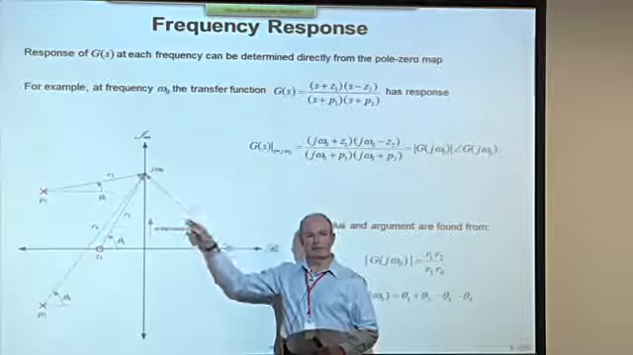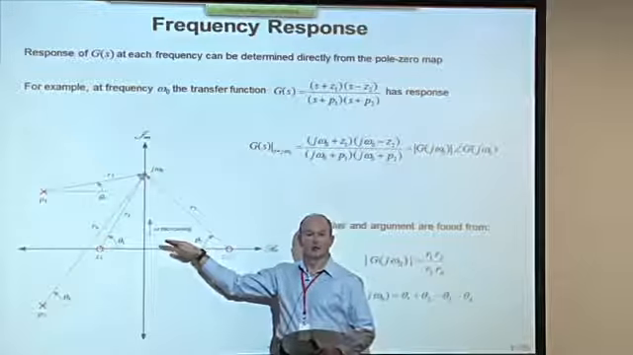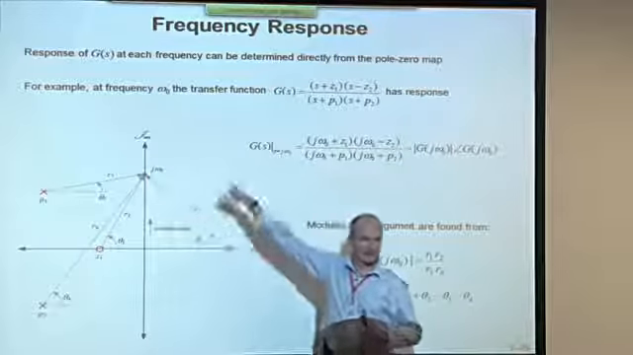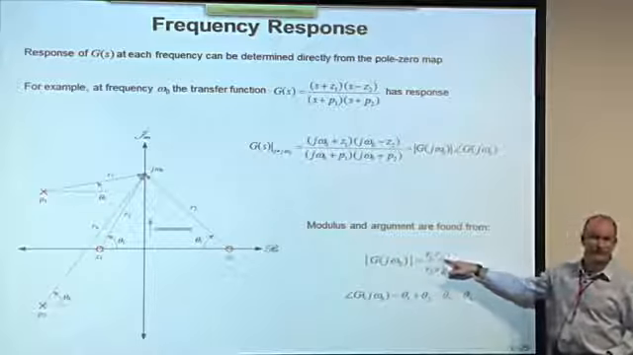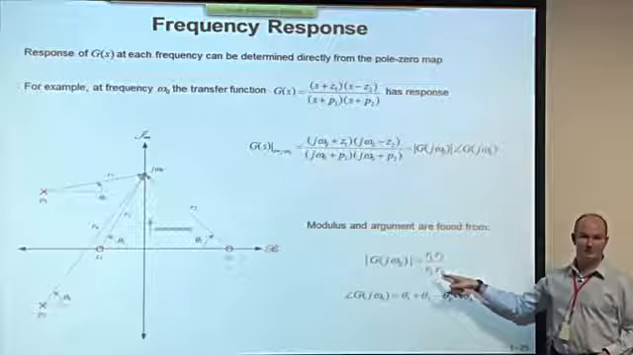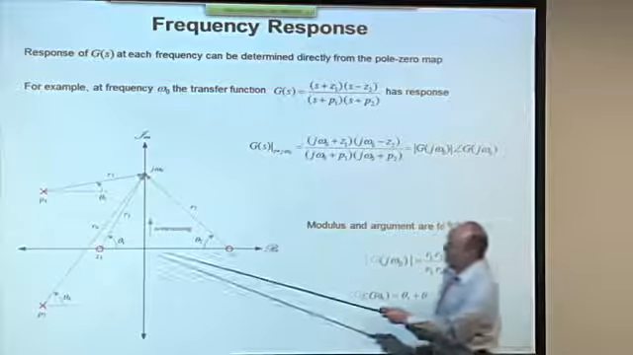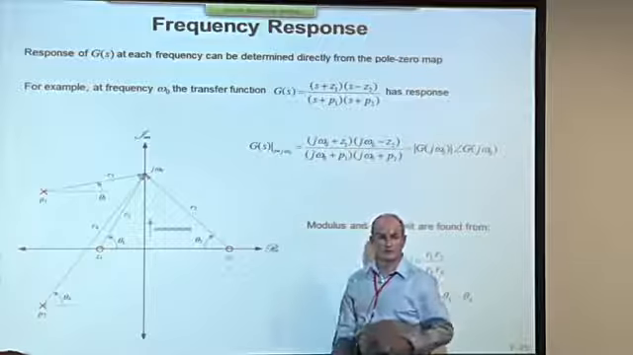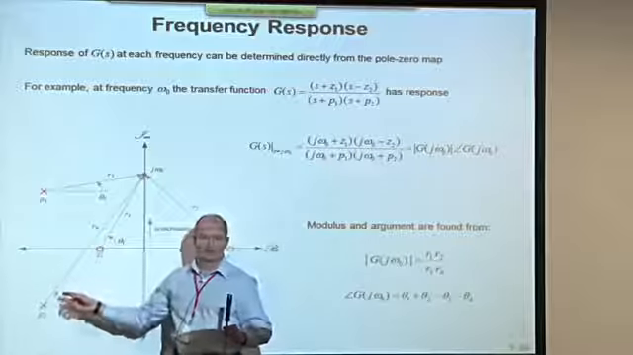Now, by combining the lengths and the angles that those vectors make relative to the real axis, we can construct the frequency response of the system as we move omega naught, in this case, up and down the imaginary axis. At each frequency, the magnitude is going to be equal to the product of the two vector lengths from the zeros divided by the product of the two vector lengths from the poles. And the phase is constructed this way: you add the zero frequency angles and subtract the poles' angles.